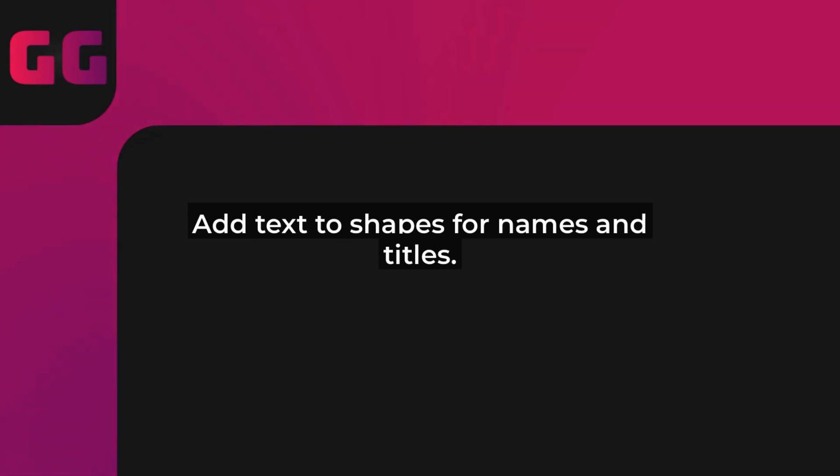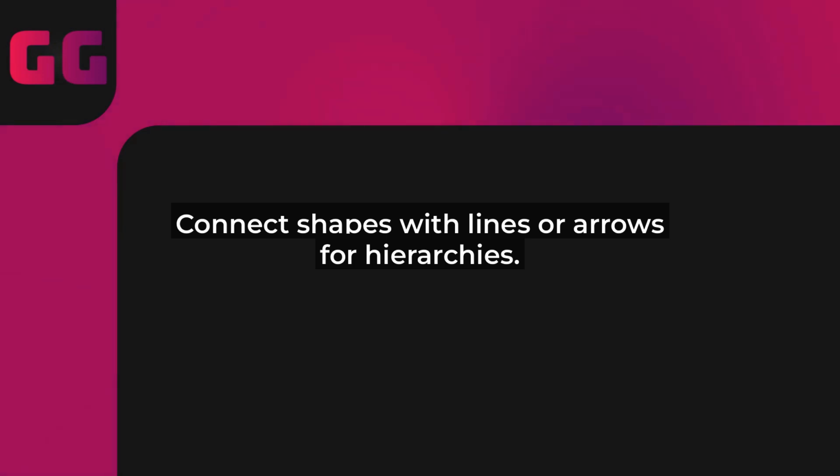Don't forget to add text. Double-click on each shape and type in the names and titles, such as CEO, John Doe. To make it look professional, use the toolbar to adjust fonts, sizes, and colors. Maybe go with a clean blue theme for a corporate feel.